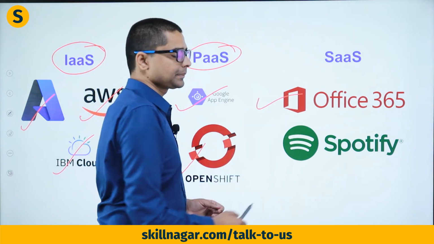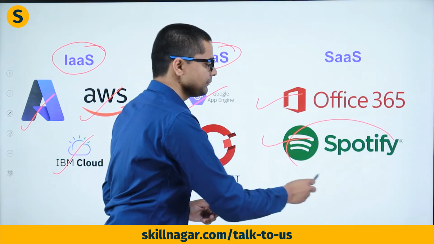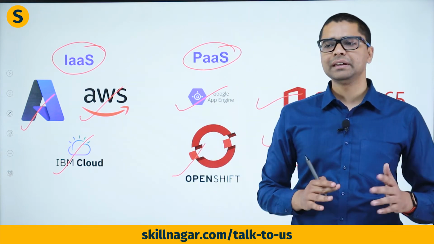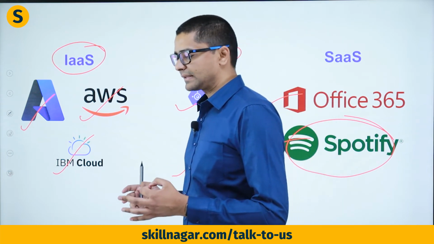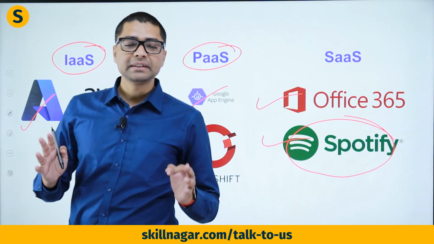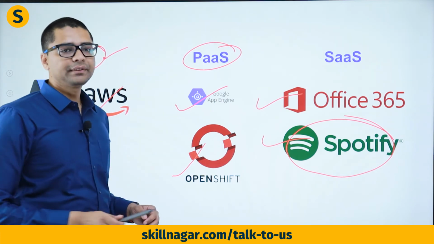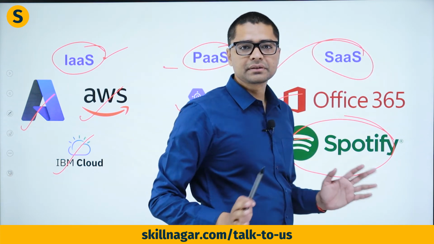Office 365 subscription, if I may, or I should say Spotify. Using this, we simply listen to music. We don't have to worry about the security. We don't have to worry about the infrastructure. We don't have to worry about the patching part. So these are the few examples. These are not all the examples, but these are a few examples with which you can differentiate between infrastructure as a service, platform as a service, and software as a service.